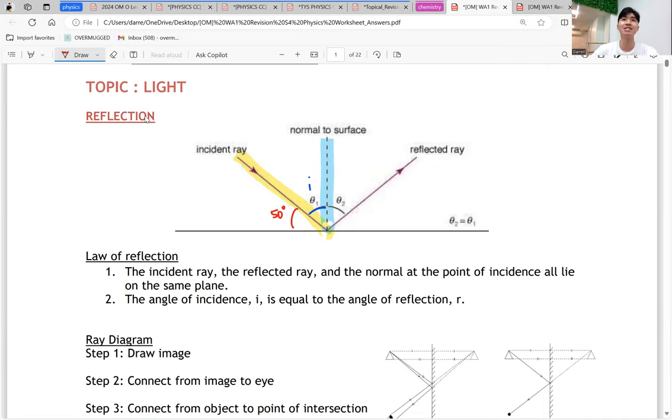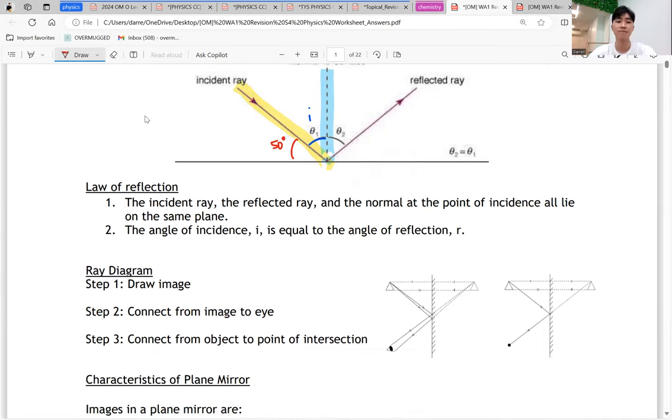Later on in the practice, there's a couple of interesting questions. All right, so we'll take a look at it later.